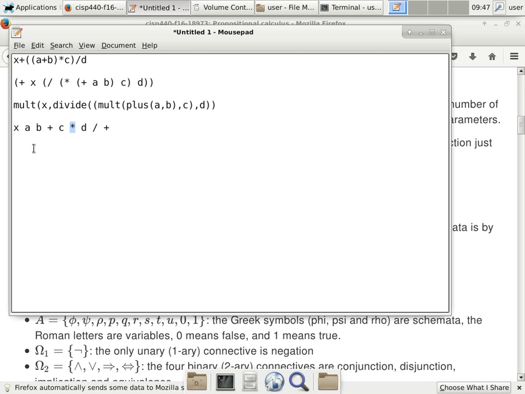So now we have two values left on the stack again, which is X and also the product of the sum of A and B and C. So are we doing okay so far? Okay. So then we don't do a single thing about that. We just push D on the stack.